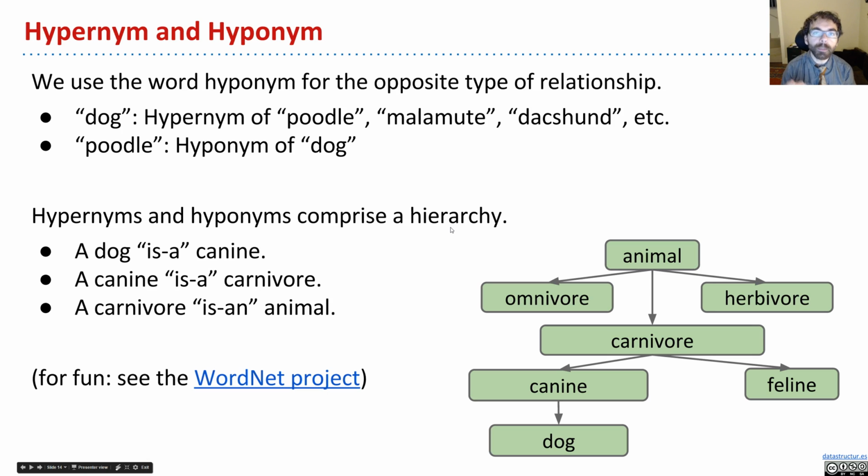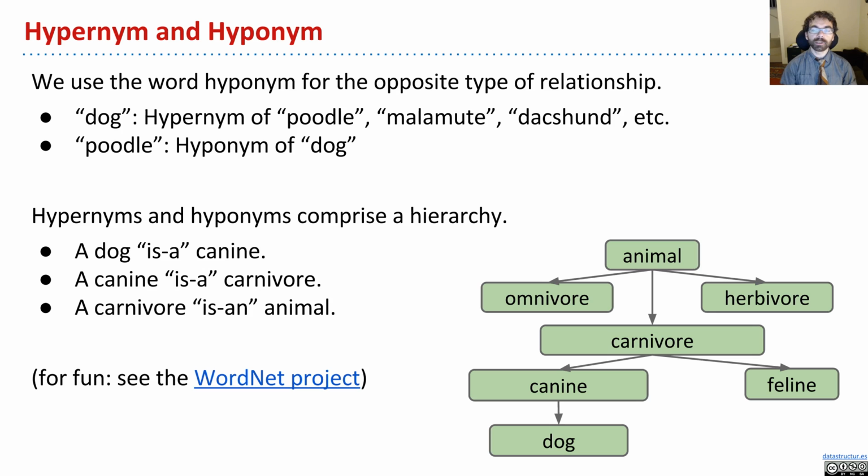Okay? So there's actually the opposite word, which is hyponym. So we use the word hyponym for the opposite type of relationship. So just as the word dog is a hypernym of poodle, dachshund, etc., poodle is a hyponym of dog. Now, I'm not going to test you on this, but I think it's just a nice concept because it will actually come into play in Java as well.